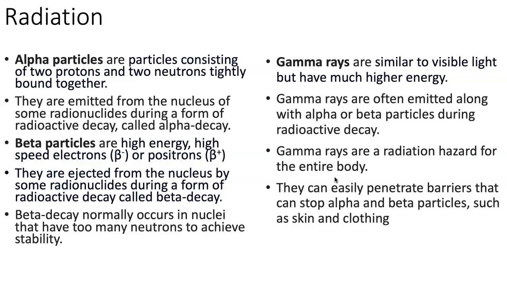And then we've got these sources of radiation. So we talk about alpha and beta particles. Alpha particles are particles consisting essentially of 2 protons and 2 neutrons bound together, and they'll be emitted from a nucleus when they're decaying. Beta particles are high energy, high speed electrons with a negative charge, or things called positrons that are positively charged, and they get ejected from the nucleus when things are decaying as well.